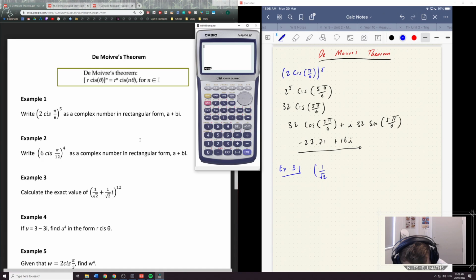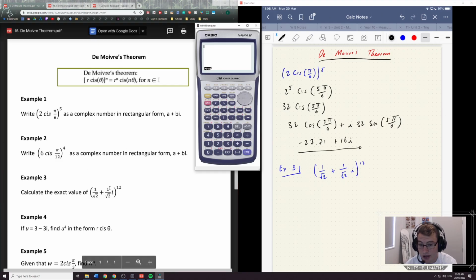1 over root 2 plus 1 over root 2 i, all to the 12. Now, when it says here, calculate the exact value, I phone called Mr. Maraji and we had a conversation about this sort of stuff. Exact value typically means that the answer to this is going to come out as either just a real number or just an imaginary number. So that's just a little bit of direction, I guess.